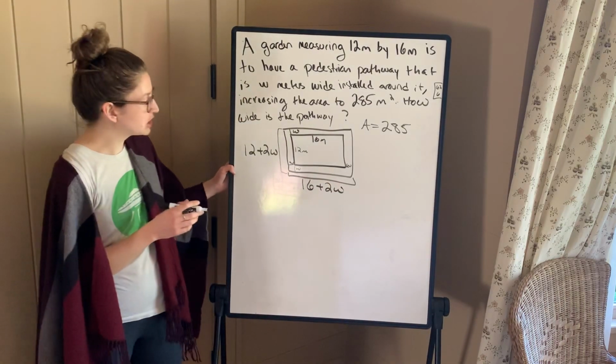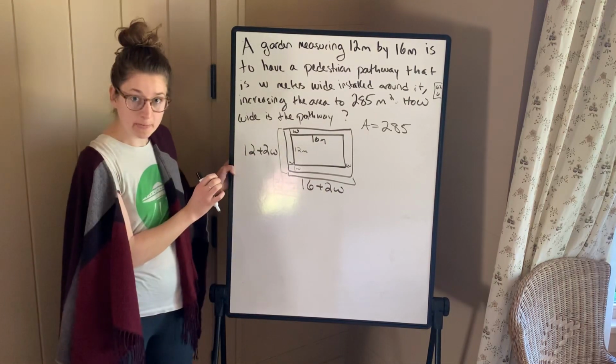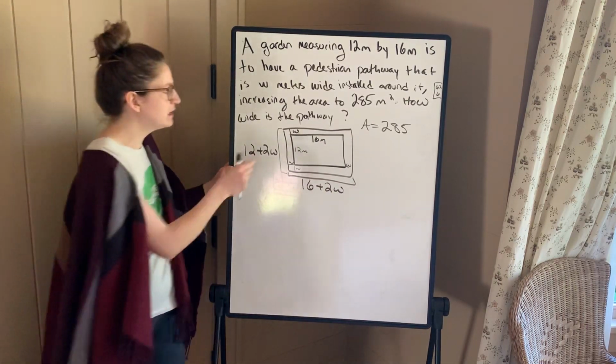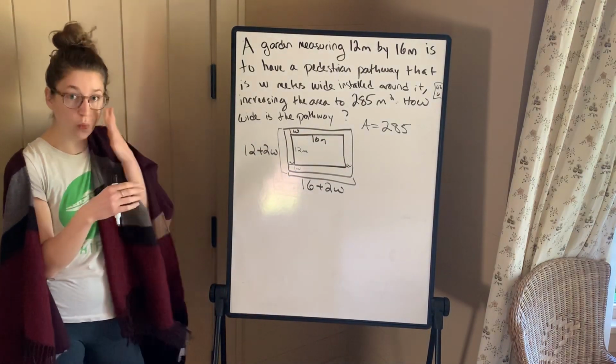If you hadn't drawn the picture, it would have been really, really easy to make the mistake of doing 12 plus W instead of 12 plus 2W, because you have to remind yourself that the walkway is on both sides, so you kind of add that W twice to the dimensions.